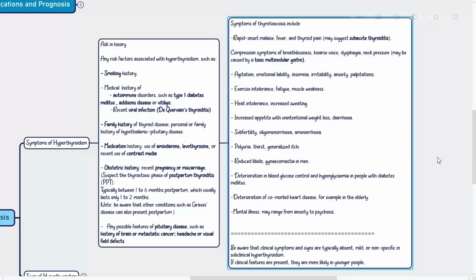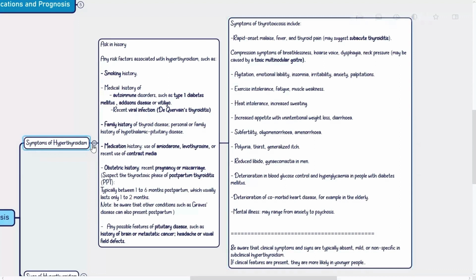Suspect the thyrotoxic phase of postpartum thyroiditis, PPT, typically between 1 to 6 months postpartum, which usually lasts only 1 to 2 months. Note: be aware that other conditions such as Graves' disease can also present postpartum. Any possible features of pituitary disease, such as history of brain or metastatic cancer, headache or visual field defects.